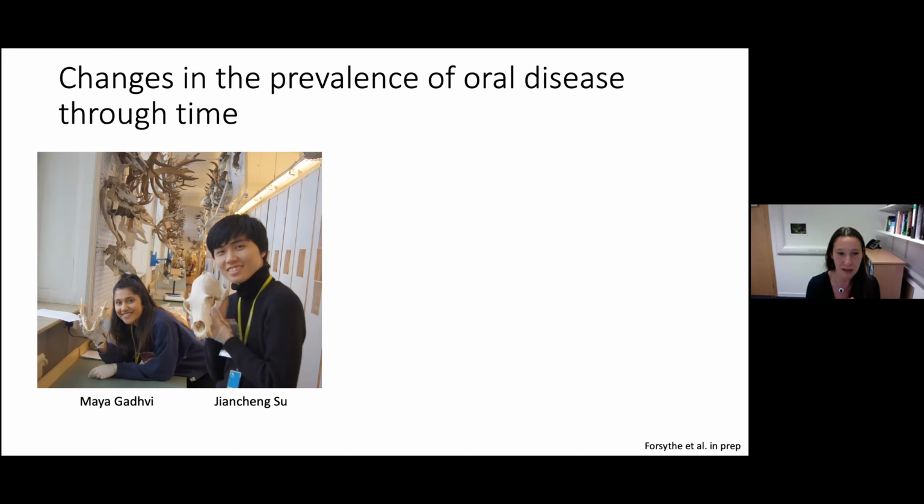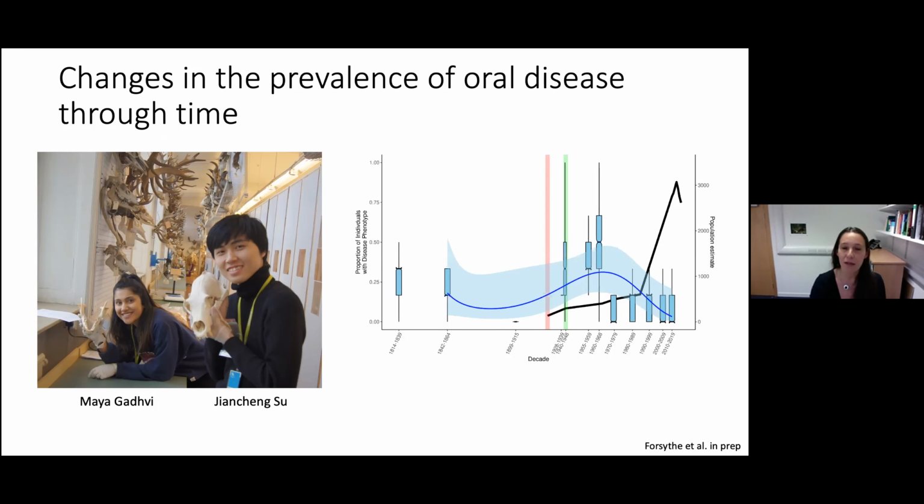And there were quite a few skulls, and a few thousand, no, not a few thousand, a few hundred skulls. But Maya and Jiansheng have been doing amazing work. And based on their scoring of oral health, we could actually show that indeed, the proportion of diseased bears has changed through time in the Scandinavian bear population. And in particular, these are these blue bars because we need to account for uncertainty.